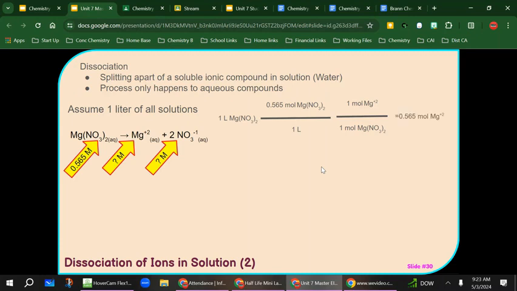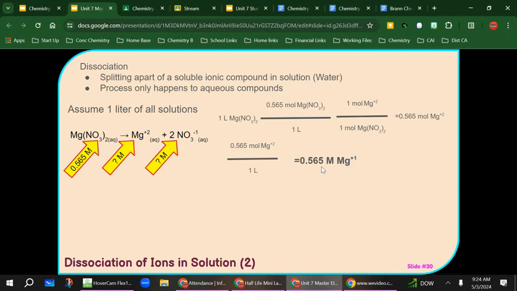Okay. So, we assume 1 liter. We take it times our molarity. Then we take it times the ratio, 1 to 1. We get the moles of magnesium ions. Those moles of magnesium ions would be in 1 liter of solution. So guess what? The molarity is 0.565. Same as it is here. Correct? Questions?